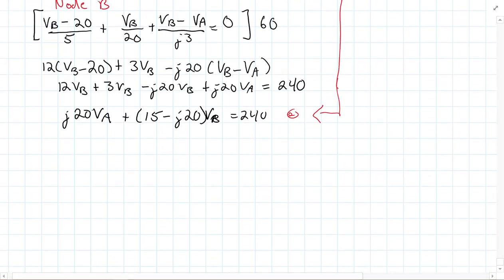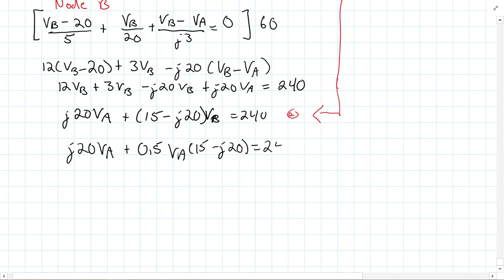And if I do that, I wind up with J20 VA plus 0.5 VA, 15 minus J20 equals 240. And then just kind of combining some terms together here.